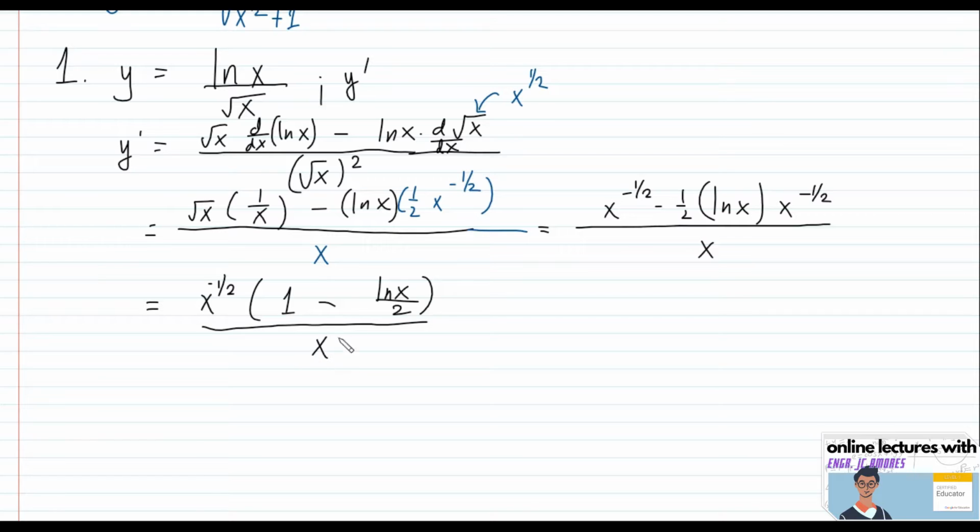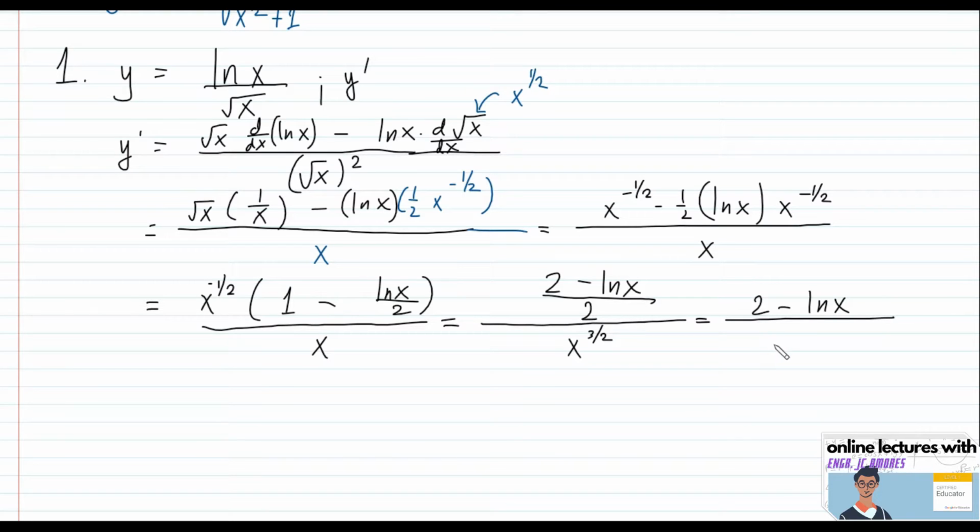And then we have x all over x, so the denominator will now become x raised to 1 half plus 1. That would be x raised to 3 halves. And for this one, if we get the LCD, we have 2, so it will be 2 minus ln x all over 2. So the simplified answer would be 2 minus ln of x all over 2 times x raised to 3 halves. And that would be our final answer.